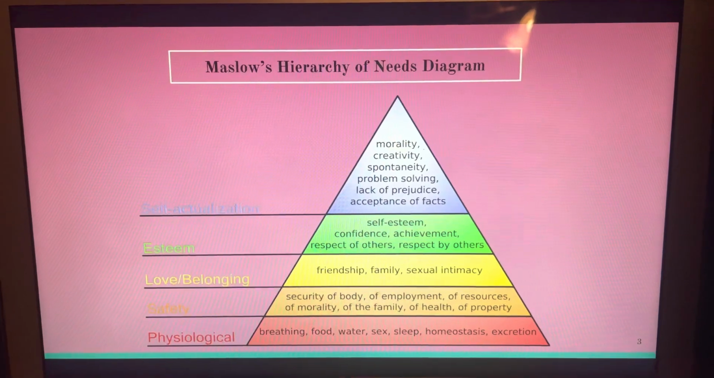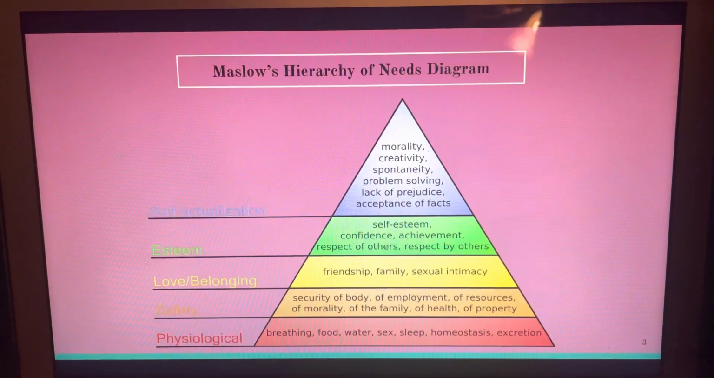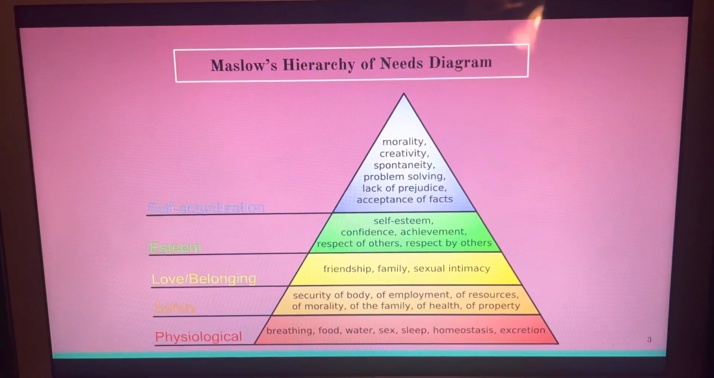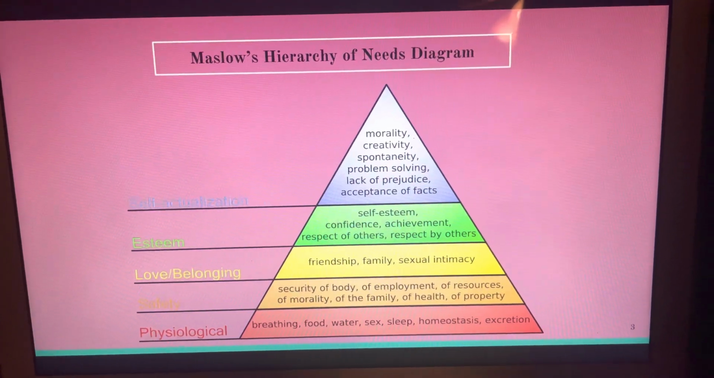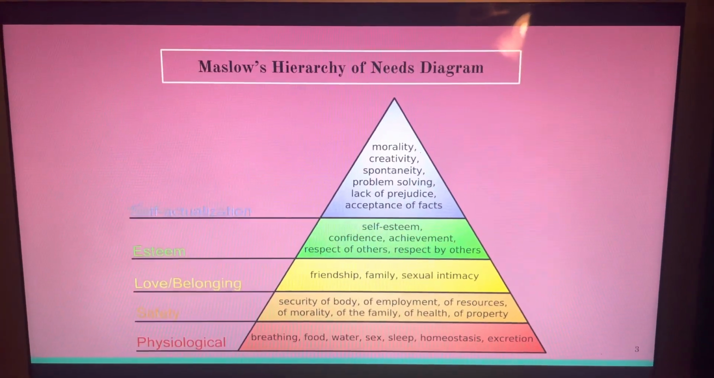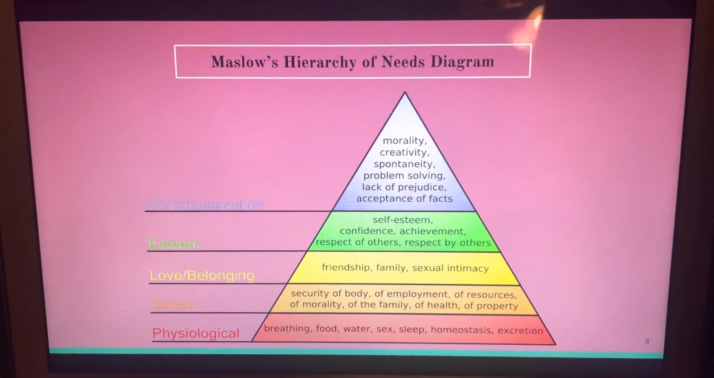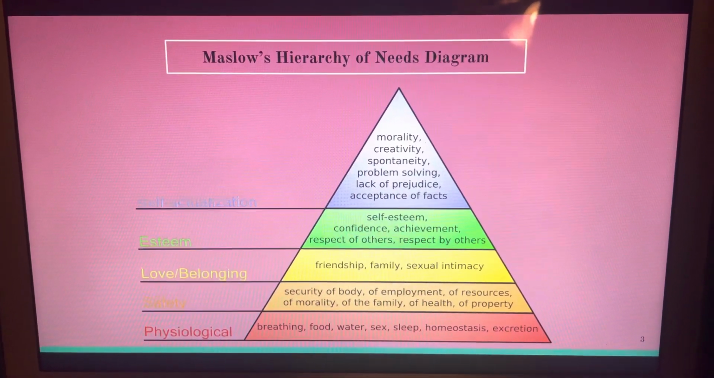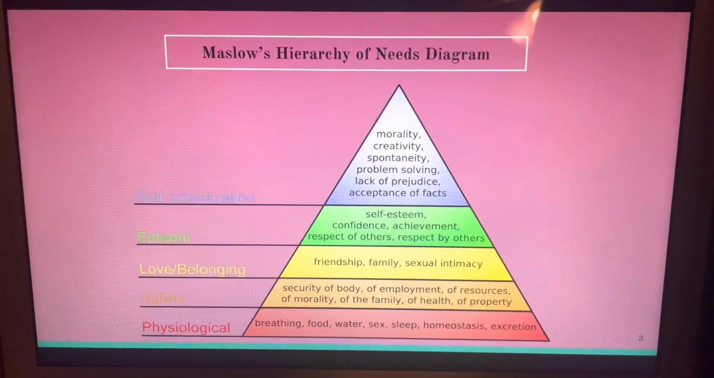Here is the diagram. First, self-actualization includes morality, creativity, spontaneity, problem solving, lack of prejudice, acceptance of facts. Second, esteem: self-esteem, confidence, achievement, respect of others, and respect by others.